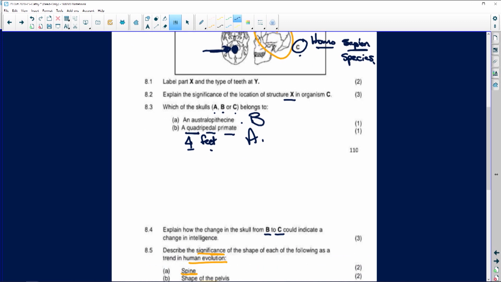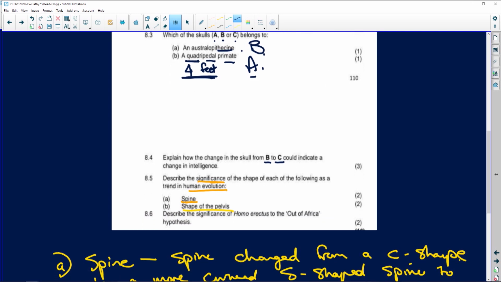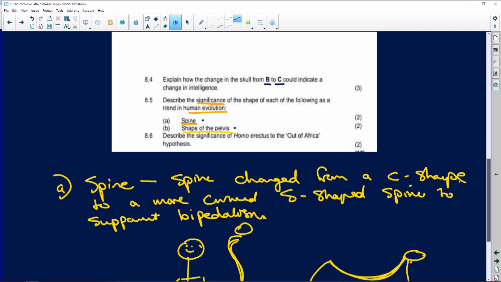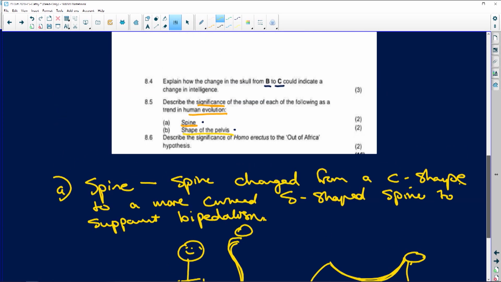We spoke about what Australopithecines are, that was B, and we also looked at four feet. That would be a primate, which was A, our little gorilla guy. We then spoke about B and C, and the significance of the shape of the spine and the shape of the pelvis, where the spine went from being a C shape to an S shape.